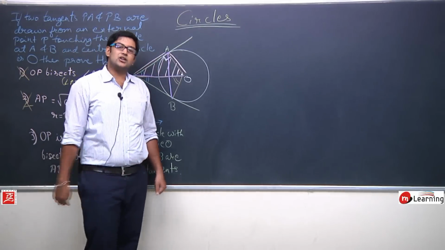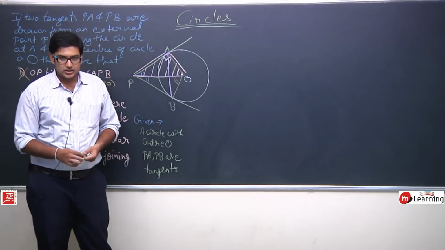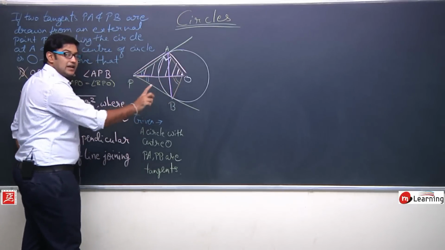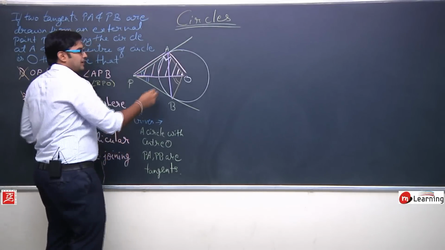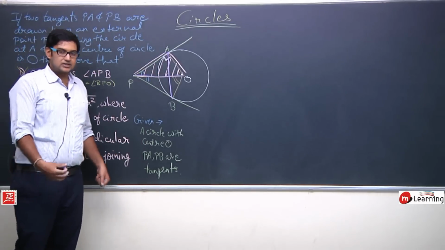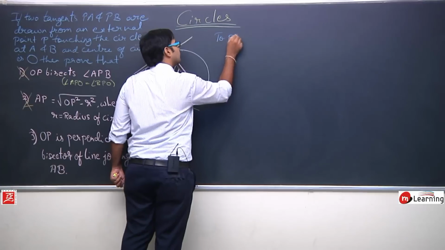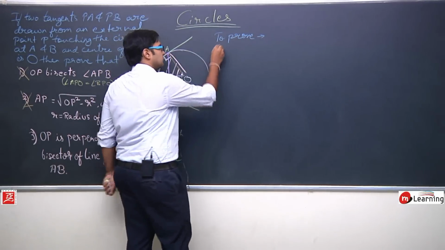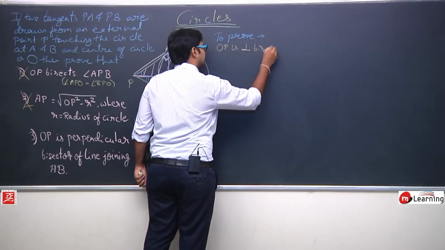Now what is meant by perpendicular bisector? Perpendicular means 90 degrees and bisector means two equal parts. So what I need to prove is that this OP line is dividing this AB line into two equal parts, and also this OP line is perpendicular to this AB line. Okay, this is what we need to prove. So to prove, we need to prove OP is the perpendicular bisector.